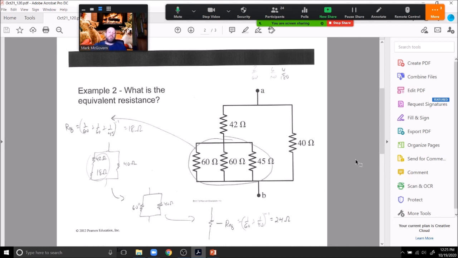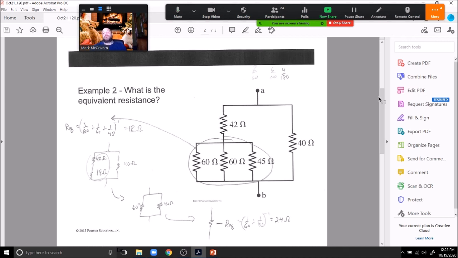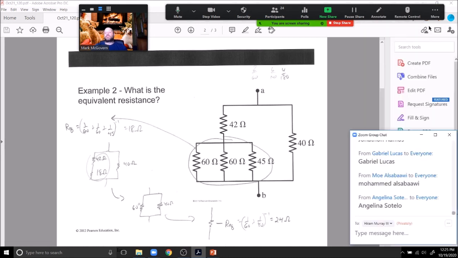The circuit now, well, at least this combo breaks down to a 42 and an 18 in series, which is in parallel with 40. We combine the 42 and the 18 in series, we get a 60. Now we're at the final layer here, the outermost layer. The 60 is in parallel with the 40. 1 over 60 plus 1 over 40, we end up with 24 ohms. So the entire network behaves as if it's a single resistor of 24 ohms. And that's what we're looking at there.